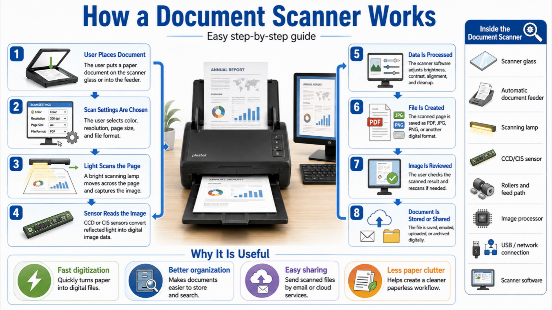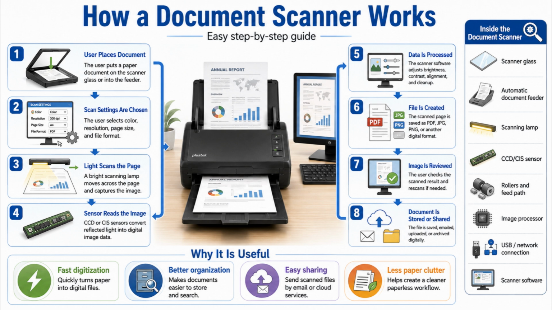This step is important because the selected settings affect the quality, size, and final use of the scanned file. After that, the scanner begins the scanning process by shining light across the page. The scanning lamp moves over the document, or in some scanner types the paper moves past the scanning area. As the light hits the paper, the text and images on the page are reflected back toward the scanner sensor.